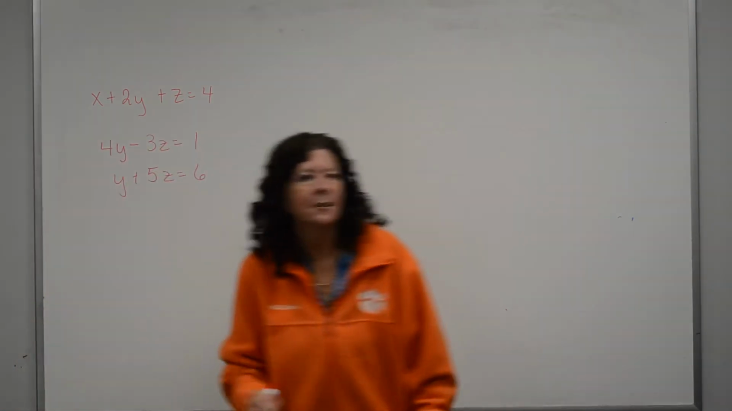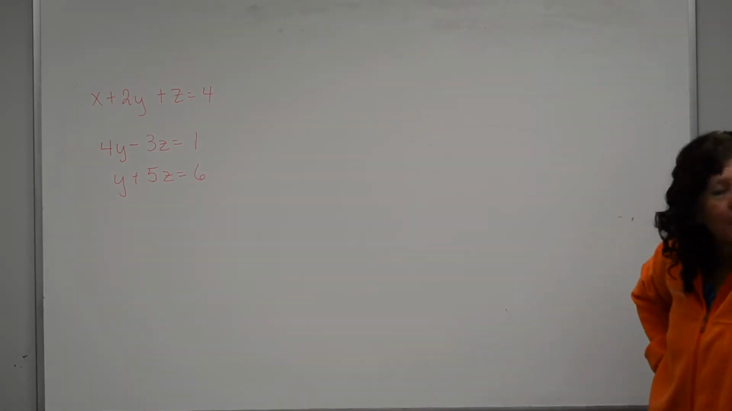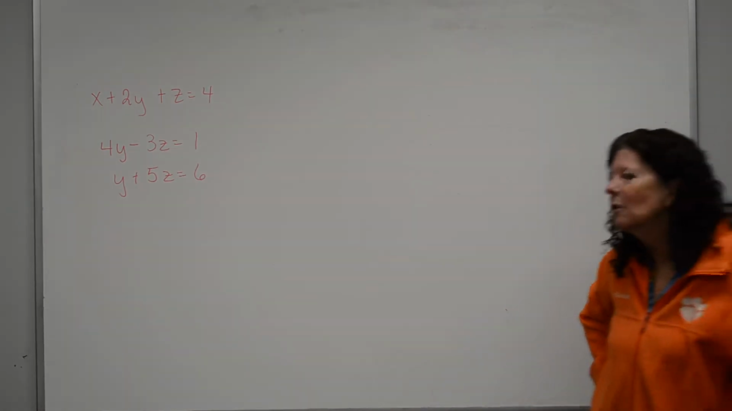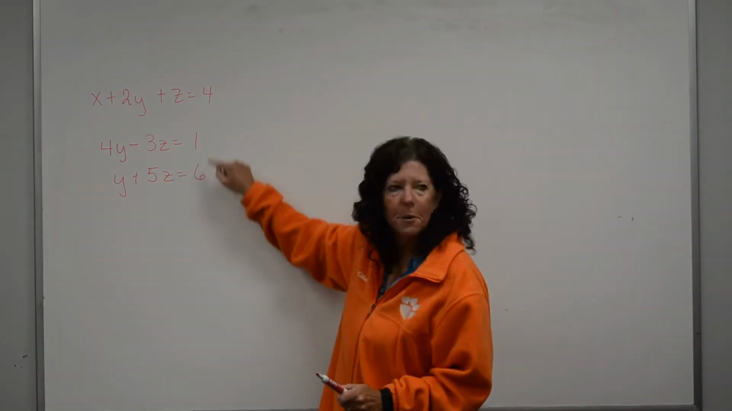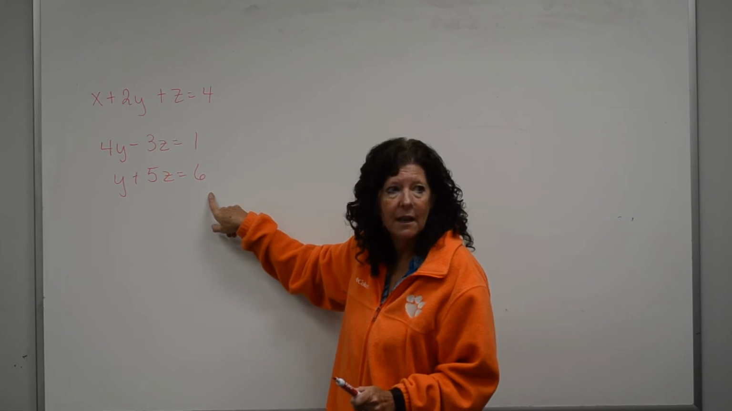All right, how is this different? There's no X in the bottom two. Okay, so look guys, could I not just put these bottom two together and eliminate either the Y or the Z and solve for the other one?